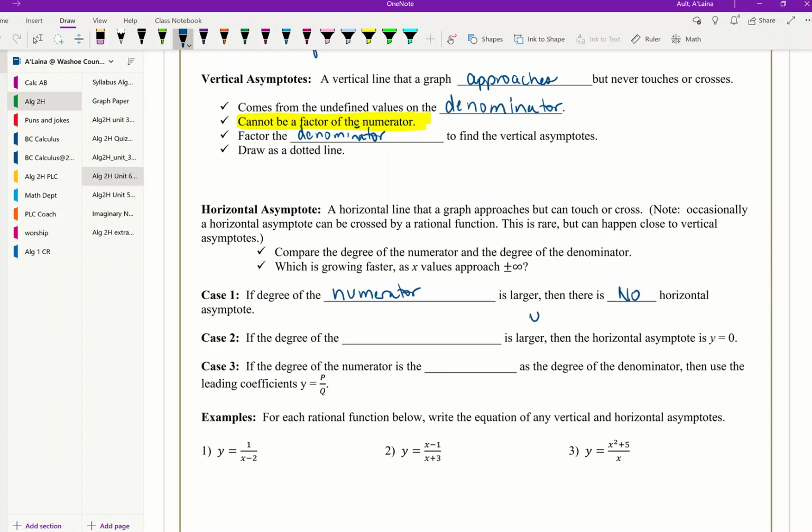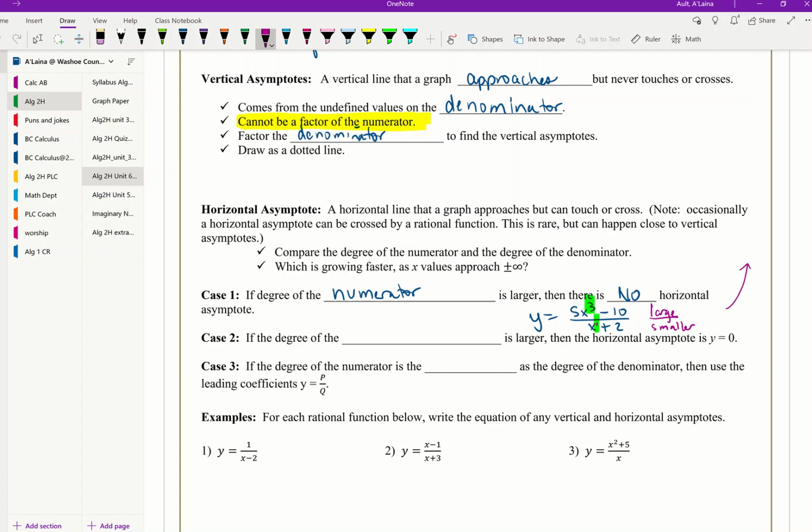This would be something like this: y is equal to (5x^3 - 10) over (x + 2). Remember, degree is the highest power. So our degree of the numerator is 3, our degree of the denominator is 1. If we put in very large values, we get very large values on the numerator and smaller numbers on the denominator. And these just keep growing and growing without bound.